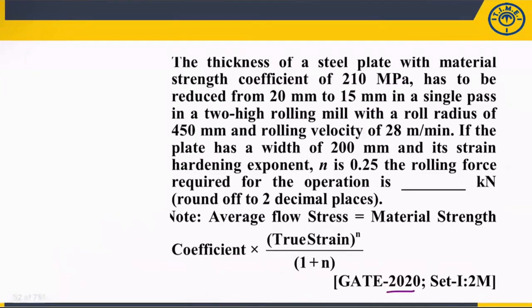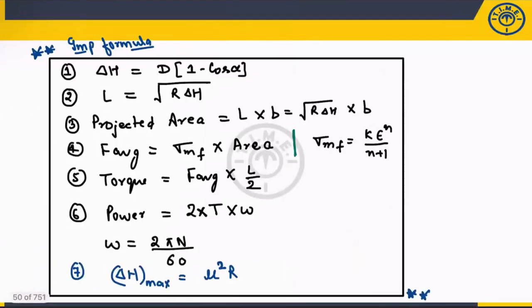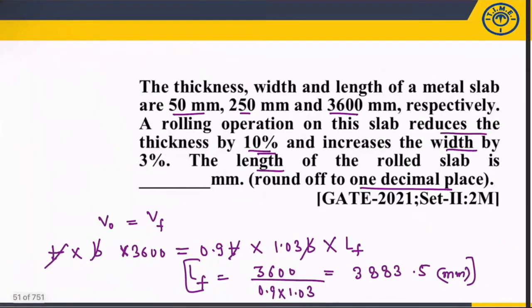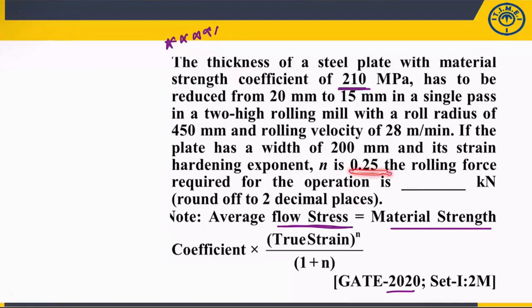Now, GATE 2020. Very, very good question. Read this question. The thickness of steel plate with a material strength coefficient. They have given this strength coefficient. That means the average flow stress they have defined as material strength coefficient into true strain to the power of n divided by 1 plus n, which I have already told you. Sometimes they give this value directly, or sometimes they give K times true strain to the power of n plus 1. So this n you can calculate, or they will mention it also. Now you can check here. Yes, n is also given.